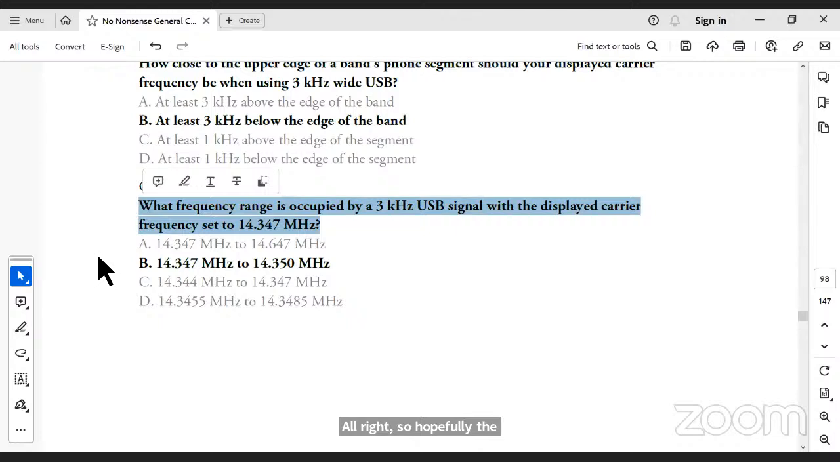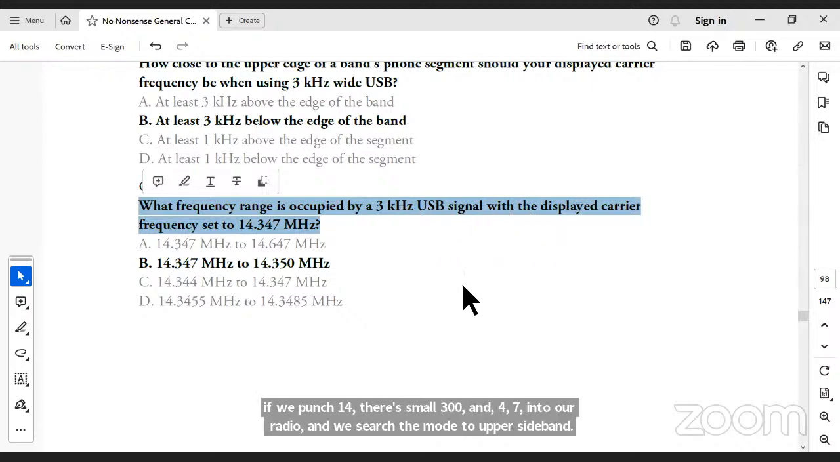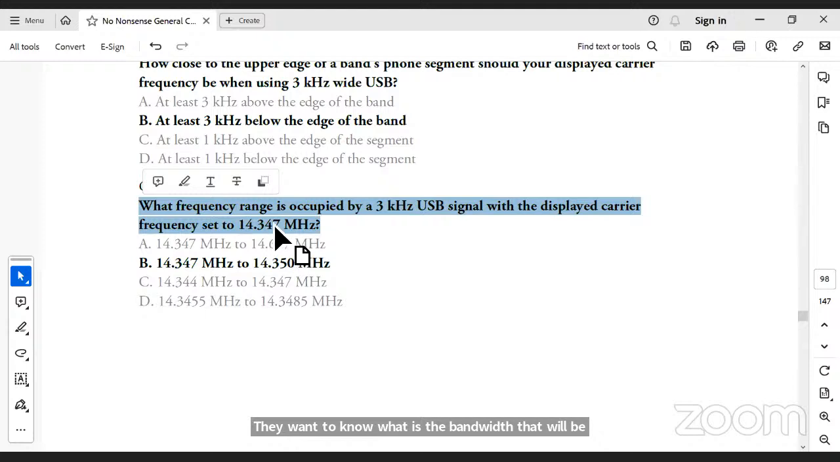What frequency range is occupied by a 3 kHz upper sideband signal with the displayed carrier frequency that is set to 14.347? So if we punch 14.347 into our radio and switch the mode to upper sideband, they want to know what bandwidth will be occupied. Well, it starts at 14.347, but in upper sideband it occupies 3 kHz above. So 14.347 plus 3 kHz is 14.350. That's the range, 14.347 to 14.350, the frequency range for an upper sideband signal.